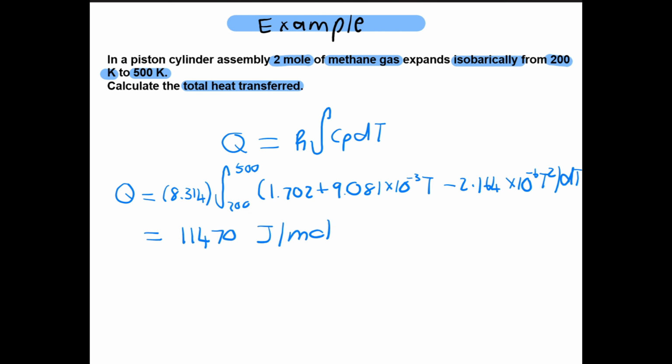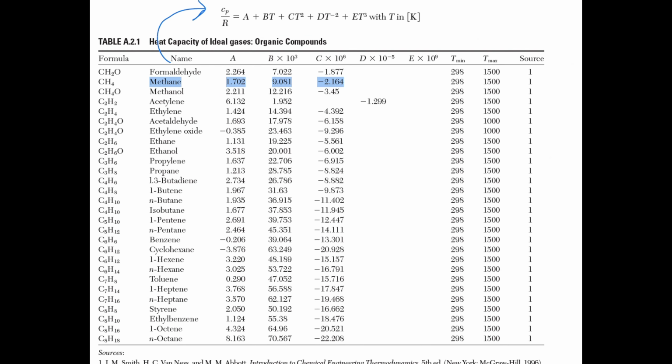11,470 joules per mole. To get this in only joules, we just multiply with the amount of moles, which is 2, and thus we get a final heat of 22,940 joules. Also note that when I wrote the values from the tables, I used times 10 to the power -3 and -6 instead of +3 and +6.